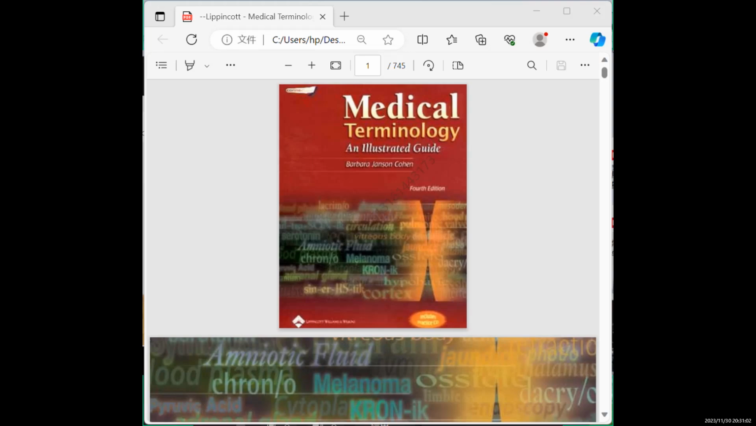But as we know, medical terminology is very basic for us medical students to learn medical expertise. Even though you may not have any background in medicine, I'm sure you have heard it mentioned that medical terminology is very difficult and complex. But today we would like to talk about how we can learn medical terminology well.